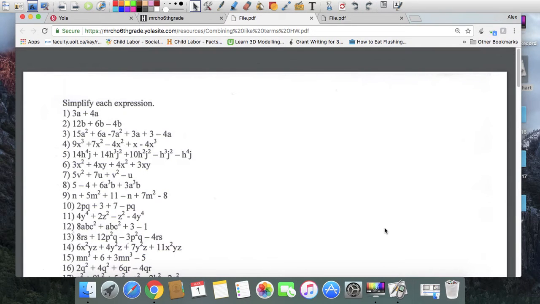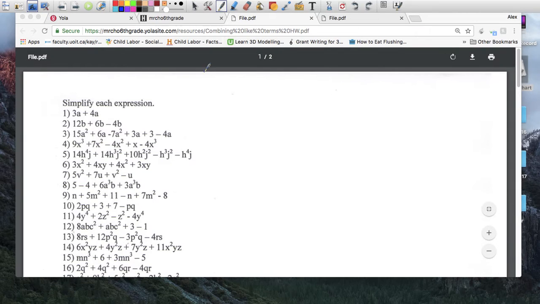So combining like terms. Like terms are terms that have the same variable and also the same variable raised to the same power. We're combining things that are the same. All right, hopefully you understand as I go along.